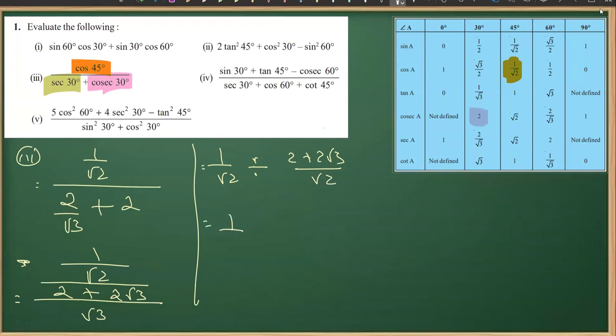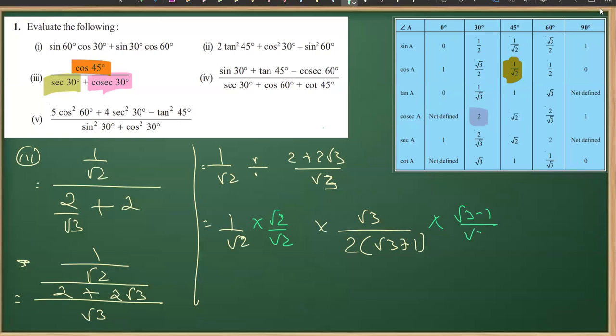Now we know that dividing is the same as multiplying with the reciprocal. This is root 3, this is root 3. Taking 2 common, I can write this as root 3 plus 1. At this step, we can rationalize the denominator. So I'm going to multiply by root 2 over root 2, and I'll multiply this with root 3 minus 1 by root 3 minus 1.